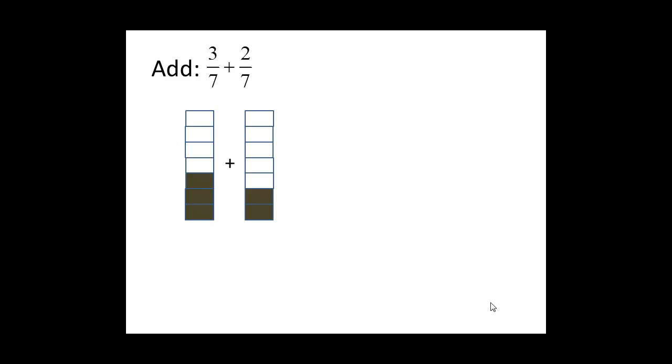Let's say we found 3/7 of a candy bar and 2/7 of a candy bar, and we wanted to know how much of a whole candy bar we had. We would add the pieces that we have. 3 plus 2 is equal to 5. 5 out of 7.